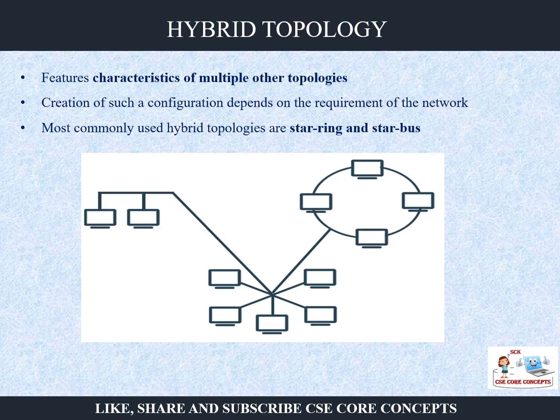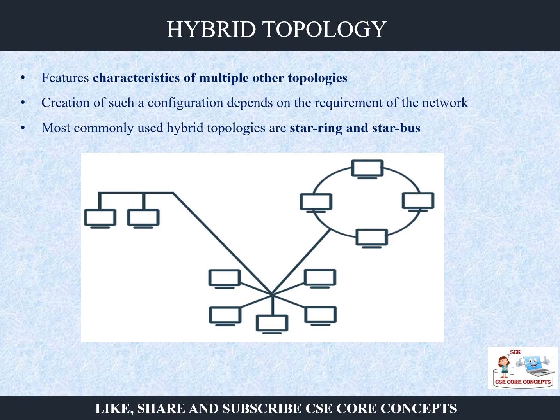Then you have the hybrid topology. Hybrid is when you are mixing multiple topologies. Sometimes in your network you want a ring topology, where all are connected to each other, and on the other hand you have a star topology for the staff. So the star and the ring should be matched. You can use multiple topologies mixed, and they are called hybrid topologies. Such a configuration depends on the requirement: what type of organization it is and what type of system they require.